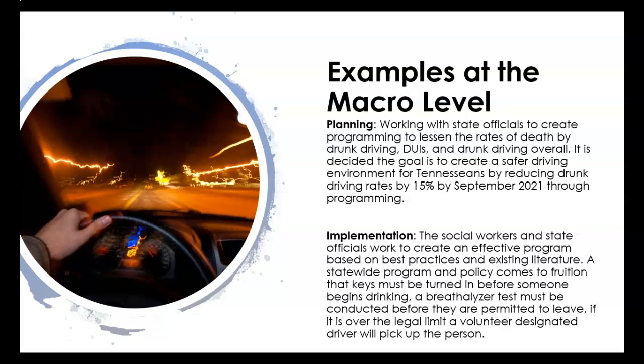An objective is that the keys must be turned in before someone begins drinking. That's how, and you can measure that. A breathalyzer test, that's another objective. Breathalyzer tests being performed, right? That's how you're going about it, and you can measure how many breathalyzer tests were taken. And if it is over the legal limit, a volunteer is designated a driver. That is a who. So these are all the who. So be mindful of who will be performing what duties in your plan.